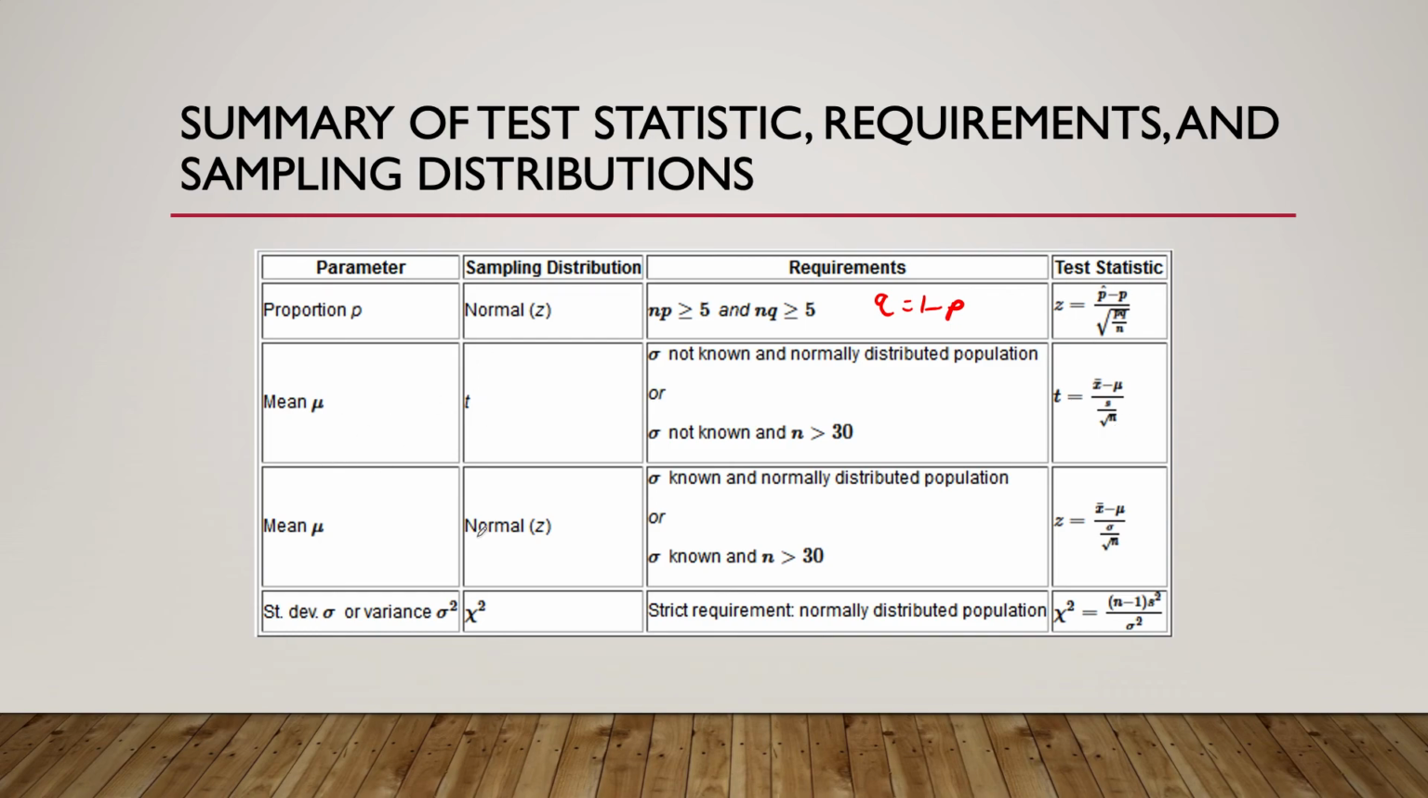We could also use the normal distribution if sigma is known and the population is normally distributed, or sigma is known and the sample size is greater than 30. We would use z equals x bar minus mu, divided by sigma divided by the square root of n. For the standard deviation sigma, or variance sigma squared, this would be chi squared. The strict requirement is that it's normally distributed, and chi squared is n minus 1 times the sample variance, s squared, divided by sigma squared.